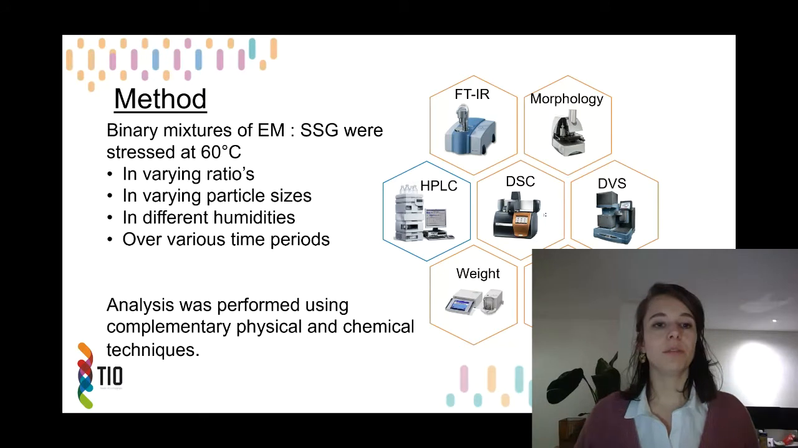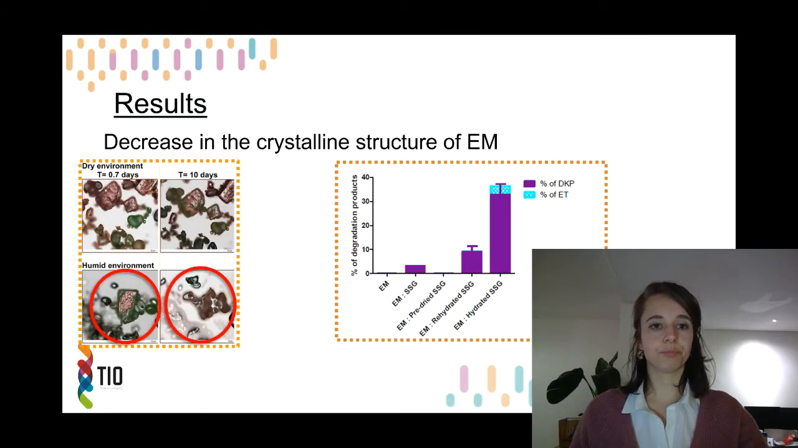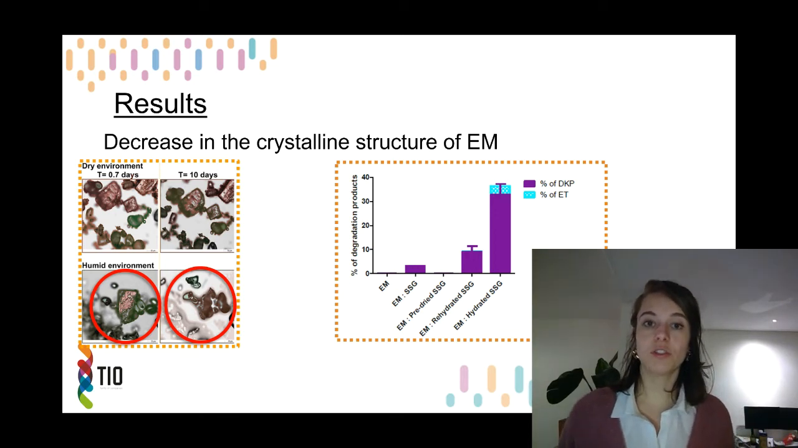And we've looked at the influences of the contact surface between the particles and the influence of moisture. And since we looked at the result of the chemical and physical stability of our API, we had to use complementary techniques since not one technique was sufficient. And what were the outcomes? One of the outcomes was that there was a decrease in the crystalline structure of EM.